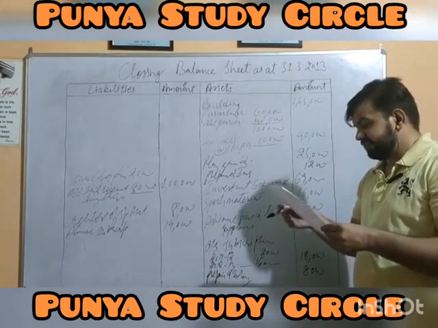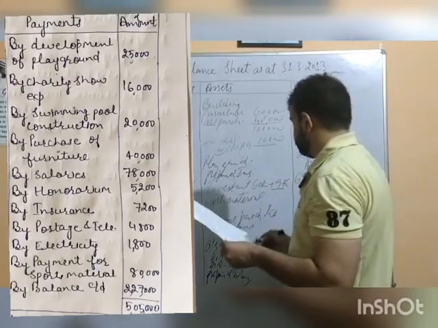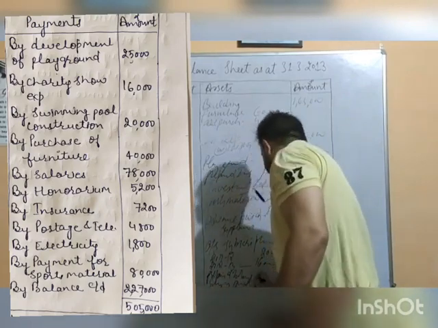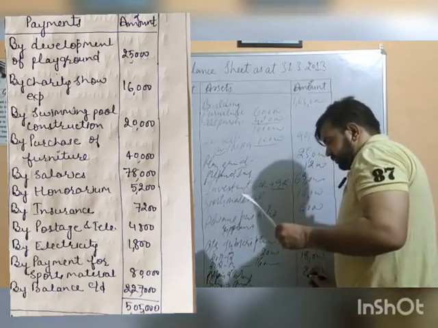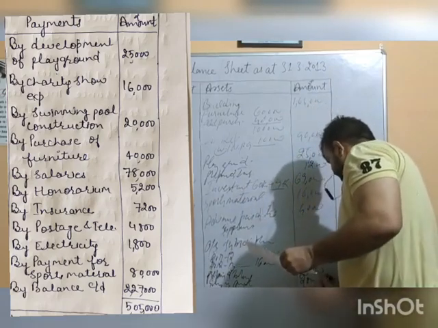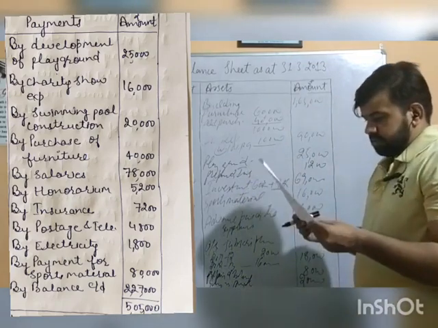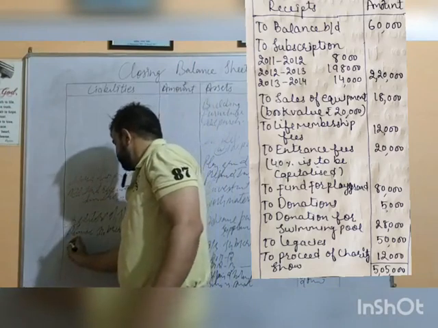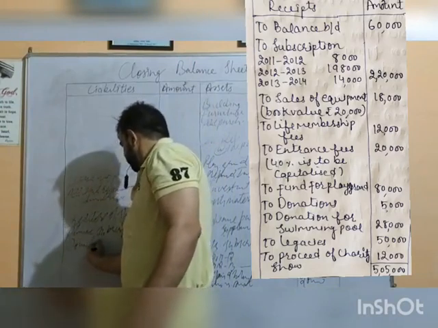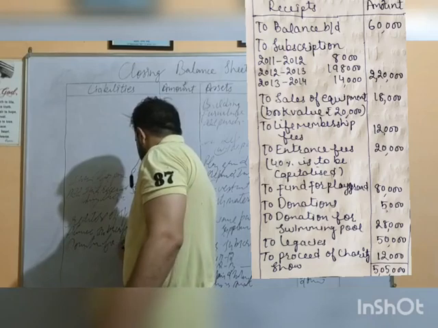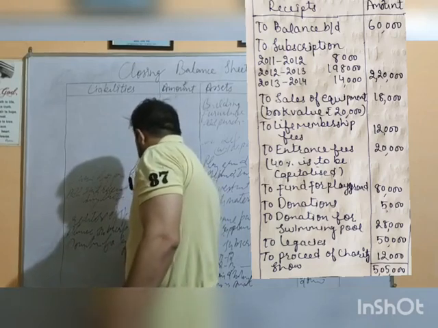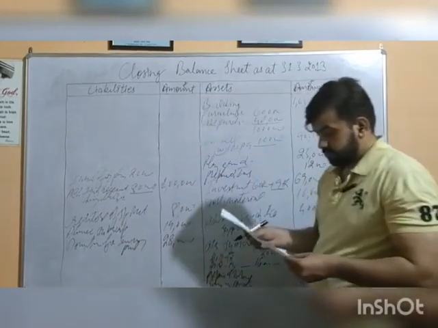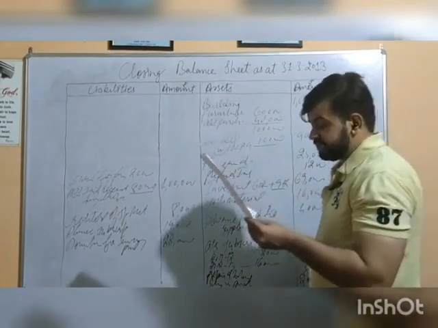Then we are having swimming pool, rupees 20,000. Swimming pool which was developed during current year, rupees 20,000. Then we are having specific donations, 28,000 for swimming pool. Donation for swimming pool, rupees 28,000. Then we are having legacies, rupees 50,000.